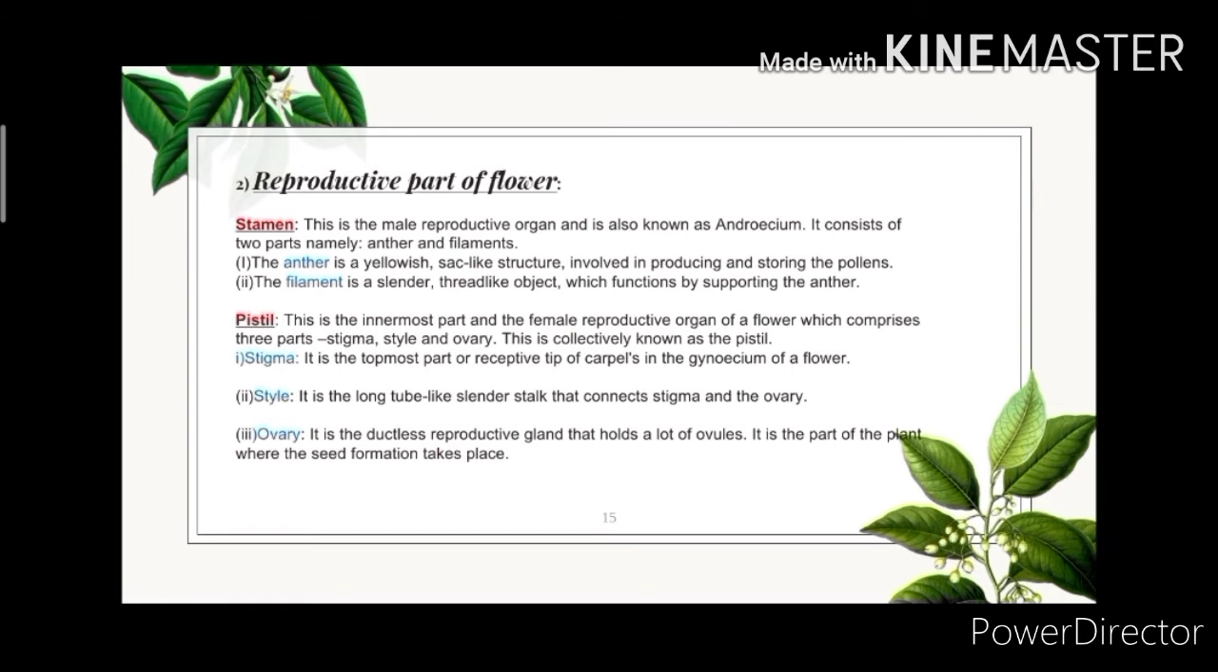And second is the filament. Filament is a thread-like structure, a tube-like structure, that supports the anther.